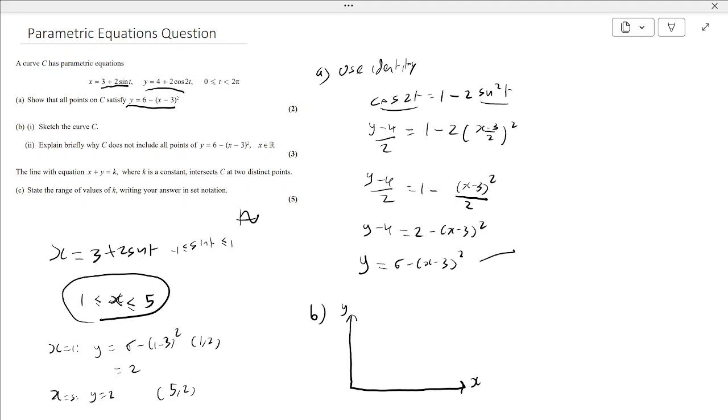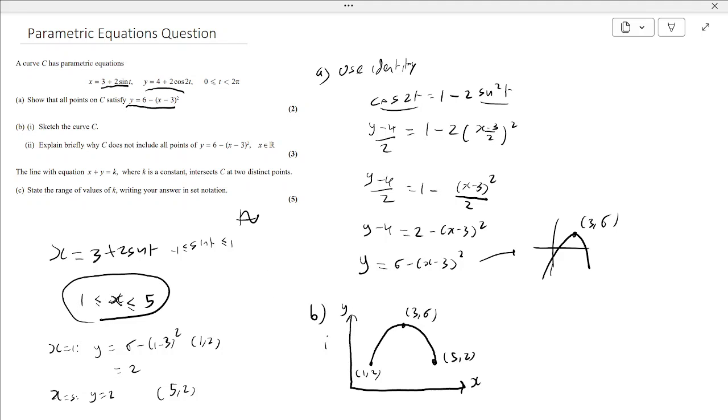Now this curve in general has a negative quadratic shape, and it peaks when x is 3 and y is 6. It looks something like this. Because we're restricting the domain between x equals 1 and 5, between these 2 points, it starts at (1, 2), comes up, down, stops here at (5, 2). And the peak is (3, 6).